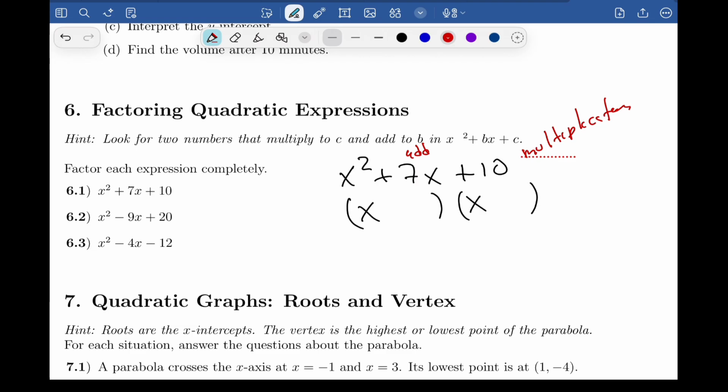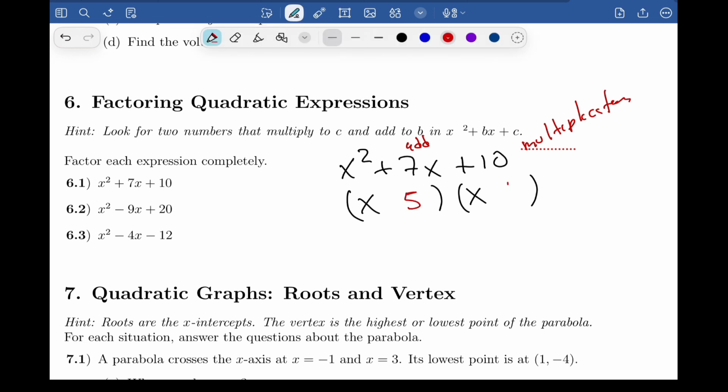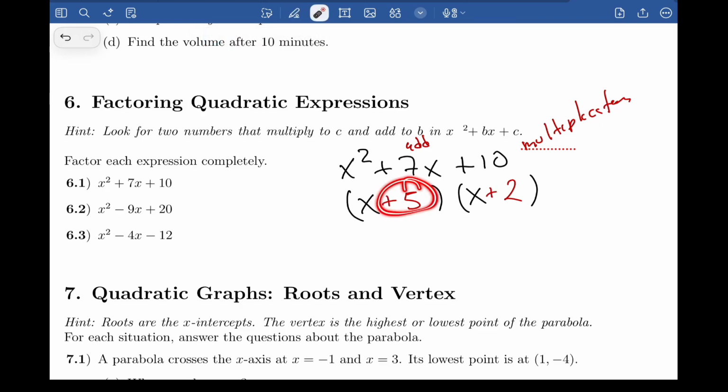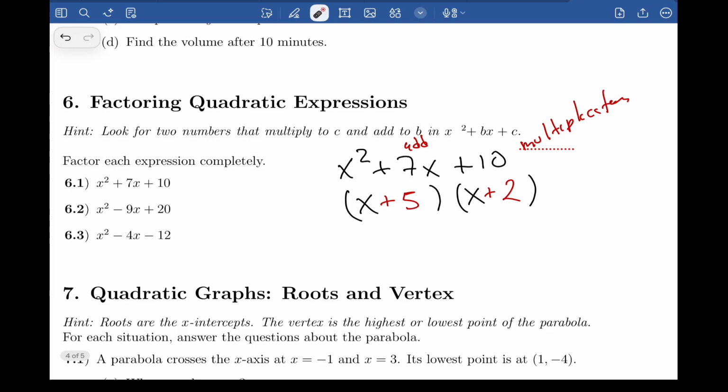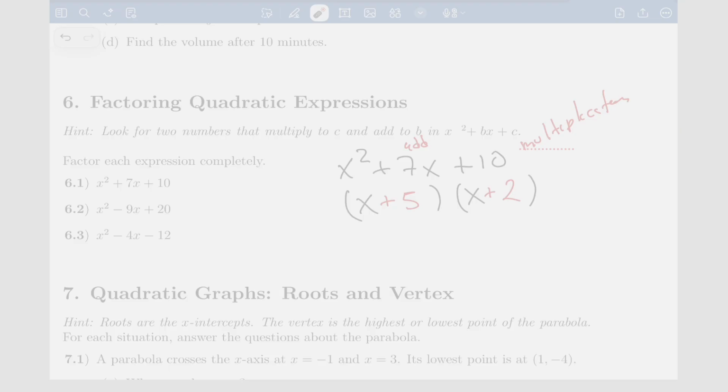Okay, so we need to think, and by the way, you need to be careful with the sign, because this is positive 10, positive 7. So this means that we need two positive numbers. It could be, for example, what about 5 and 2, positive. So we can check. If we multiply 5 times 2, this is 10. The multiplication is correct. The sum, 5 plus 2 is 7, and that's it. So this is the trick when you are factorizing.